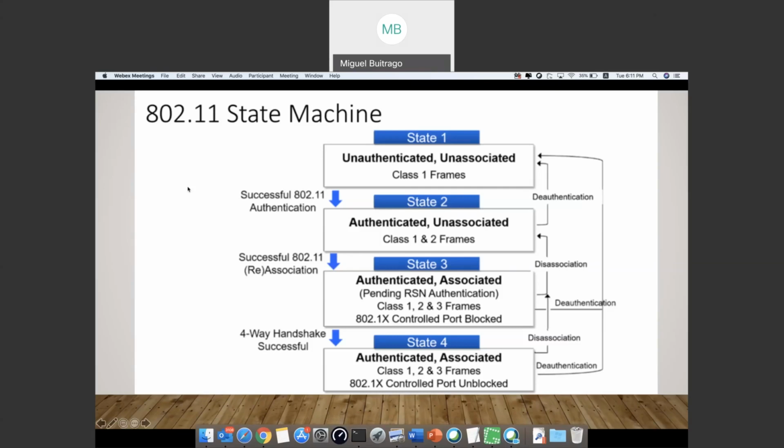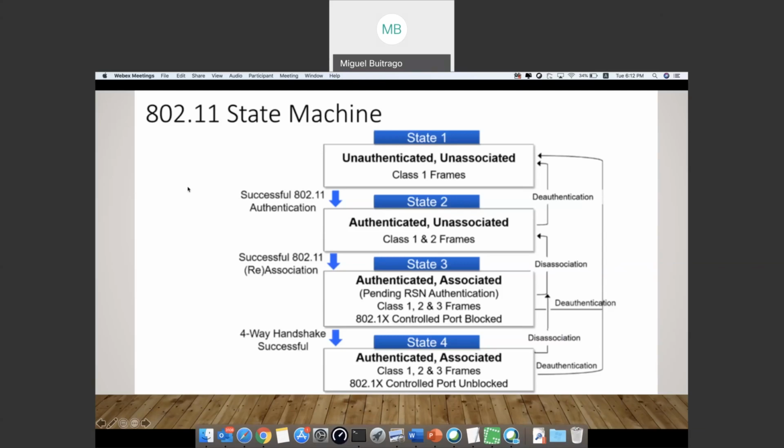But what happens if the client gets a disassociation frame for some reason code? It goes back to the previous state, state 2, with the disassociation. But if the client gets a deauthentication frame for some reason code, it goes back to the first stage, state 1. This is the explanation of what happens if the disassociation or deauthentication frame comes through to the client.